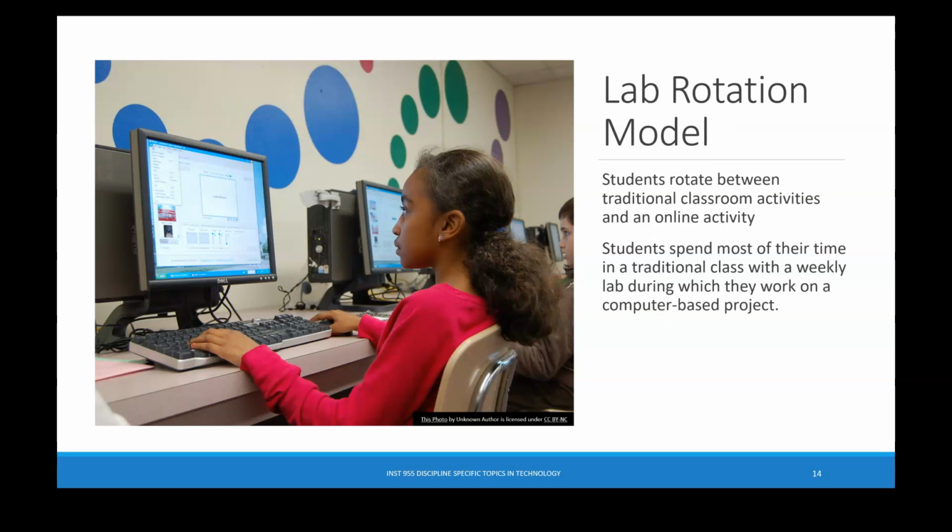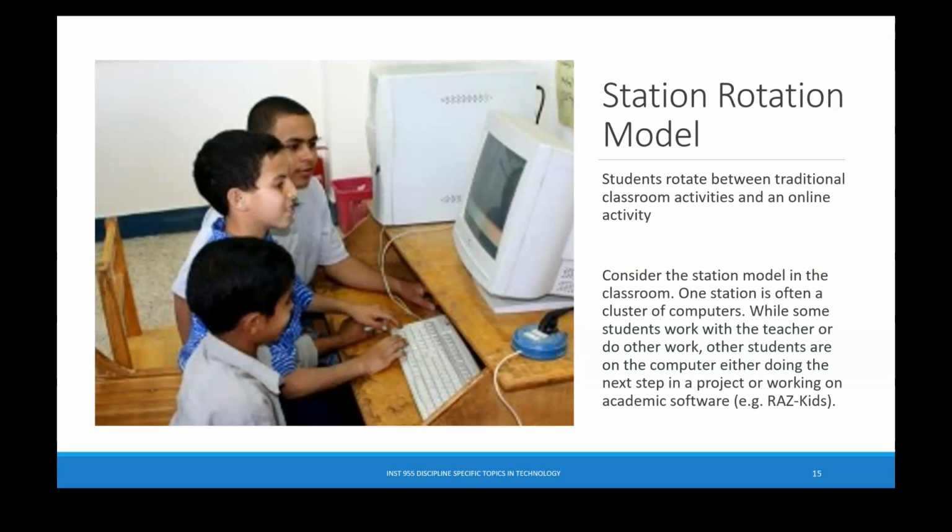The lab rotation model takes place in a computer lab when students spend most of their time in a classroom, but then they come into the computer lab probably once a week or whatever to work on a project that hopefully aligns to what they're doing in the classroom.